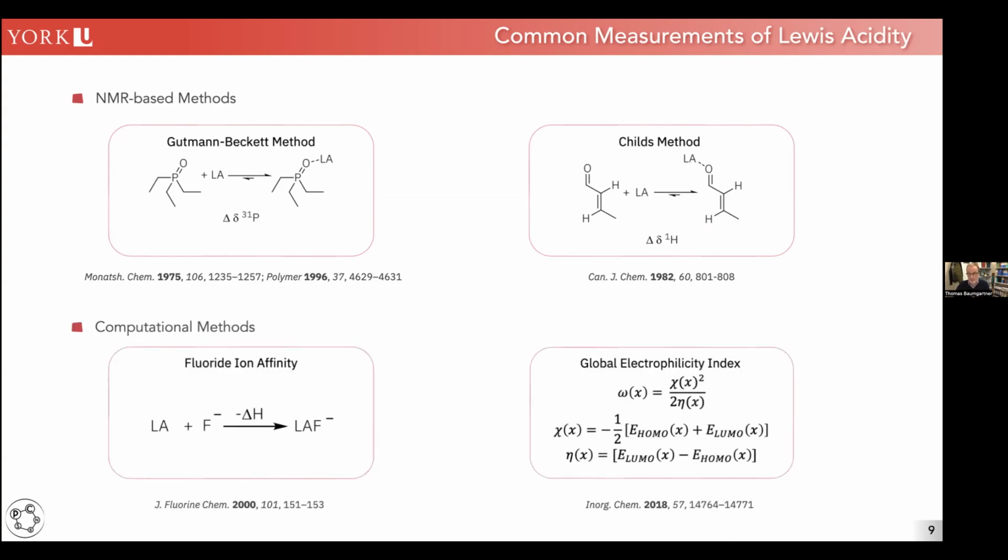There are other methods out there then. Obviously, computational methods have been improved over the years. One of the ones that people use quite a bit is called fluoride ion affinity, which is basically the reaction of a Lewis acid with fluoride to make a bond. The idea here is that the stronger the Lewis acid, the stronger the Lewis acid fluoride bond will be. And ultimately, you can quantify the bond enthalpy and correlate that with the Lewis acid strength.